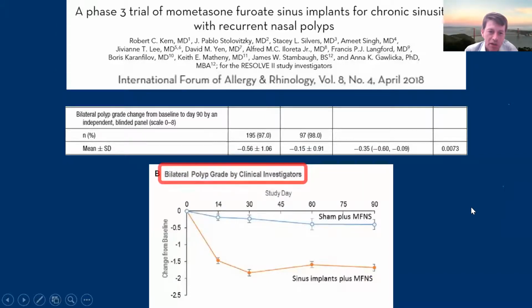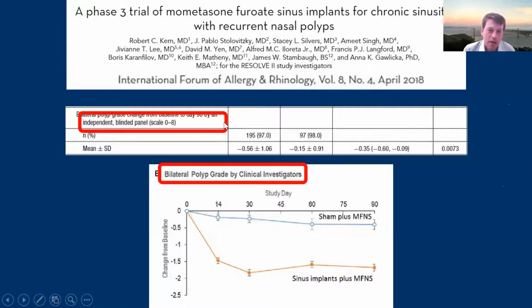Well, you have to read closely because the figure that they put in is the bilateral polyp grade by the clinical investigator. So this is not blinded. This is by the clinical investigators looking at it. Whereas what's in the table is the classic study design where you'd have an independent blinded panel. And so there's a significant difference that they saw between the clinical investigator scoring and the blinded panel scoring.